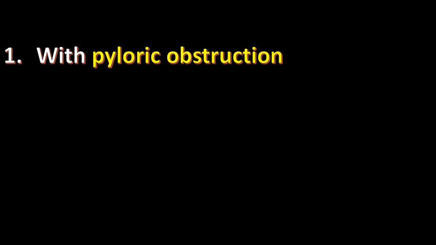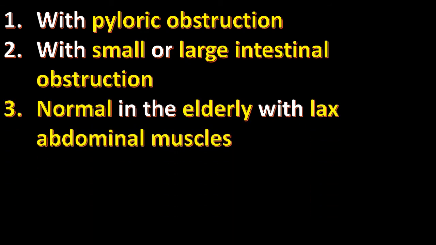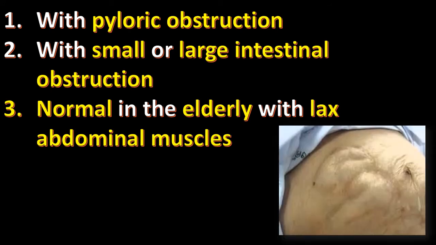Visible peristalsis. With pyloric obstruction, with a small or large intestinal obstruction, normal in the elderly with lax abdominal muscles. This is an elderly person with lax abdominal muscles. The peristaltic waves are visible through the skin of the abdominal wall.